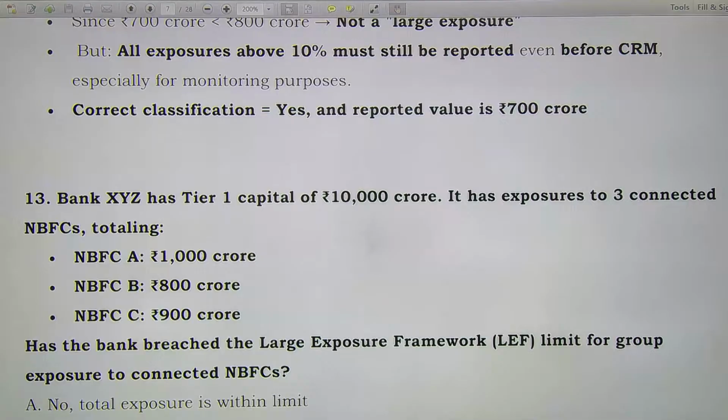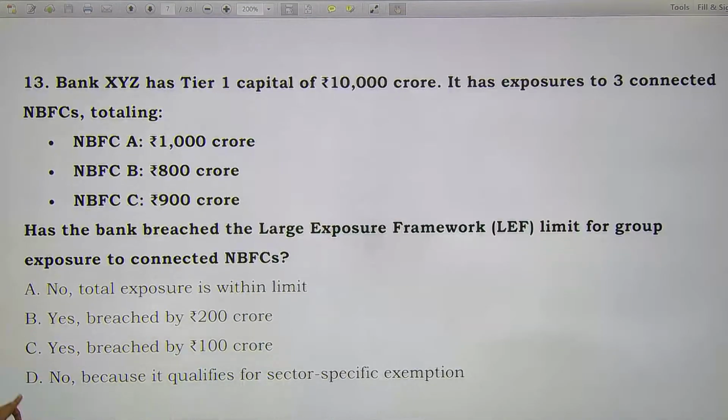Now, Bank XYZ has tier 1 capital of 10,000 crore. It has exposures to 3 connected NBFCs, right? NBFC A 1000 crore, NBFC B 800 crore, NBFC C 900 crore. Now, has the bank breached the large exposure framework limit for group exposure to connected NBFCs?